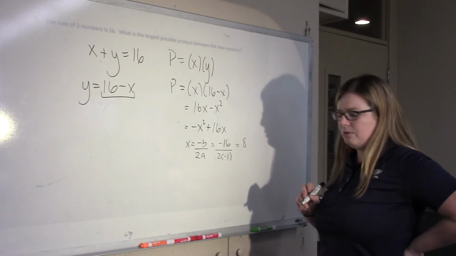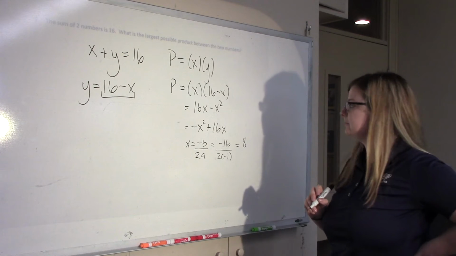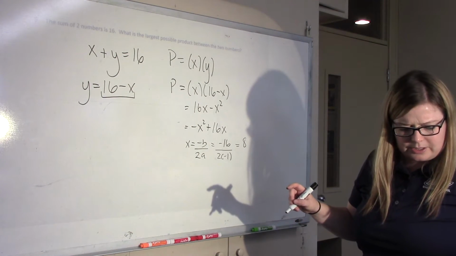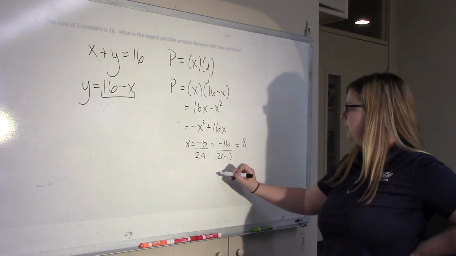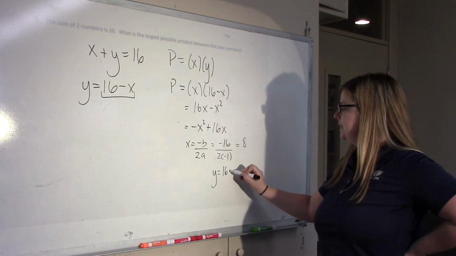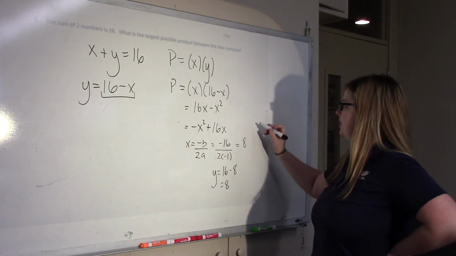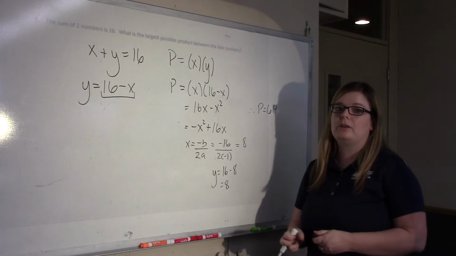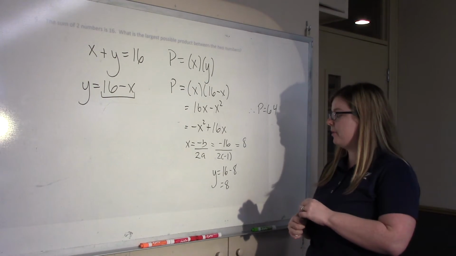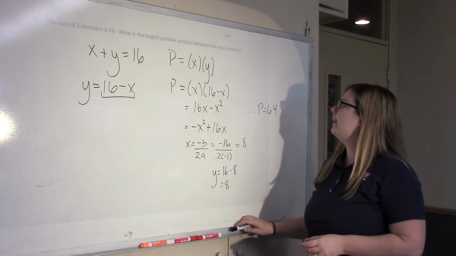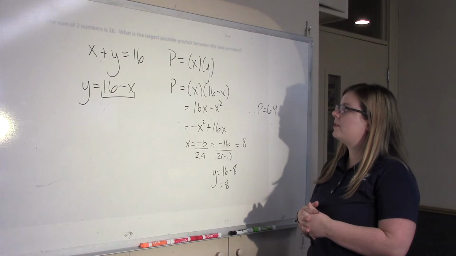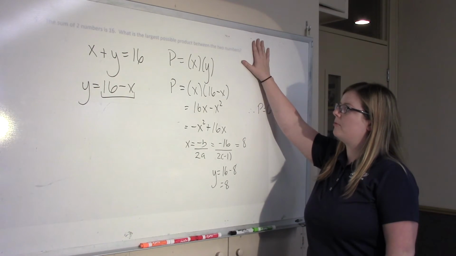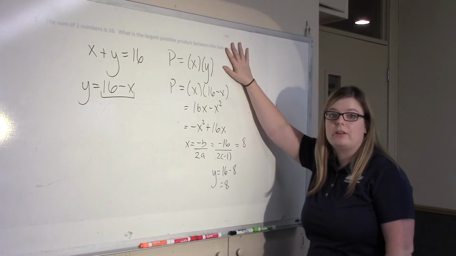So what does that mean? Well, it just means that your x value is 8. So therefore, your y value is 16 minus 8, which is 8. So therefore, the largest product is 64. It makes sense that your largest product would happen when they're the same number because that's how the numbers work. So if you have a question like this, remember that you need 1 variable in order to find the vertex of something.